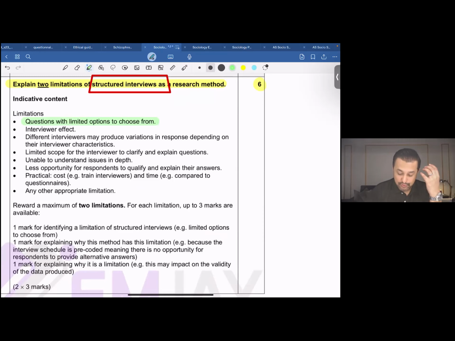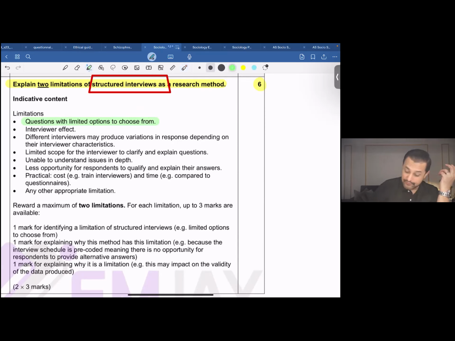Now, when you're writing this point, you are comparing it with an unstructured interview. An unstructured interview is when you do not have questions listed down in front of you, and as a researcher, you put up a topic and then you expect the respondent to speak. In an interview, the person who's asking questions is the interviewer, and the person who's responding is the interviewee.